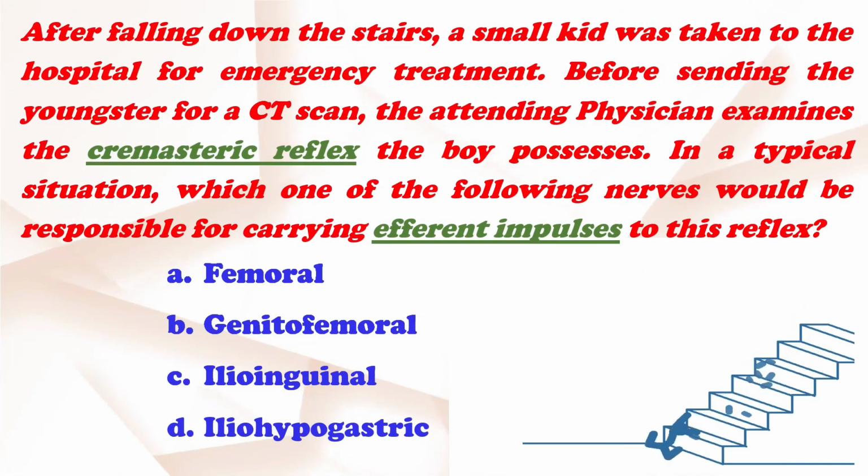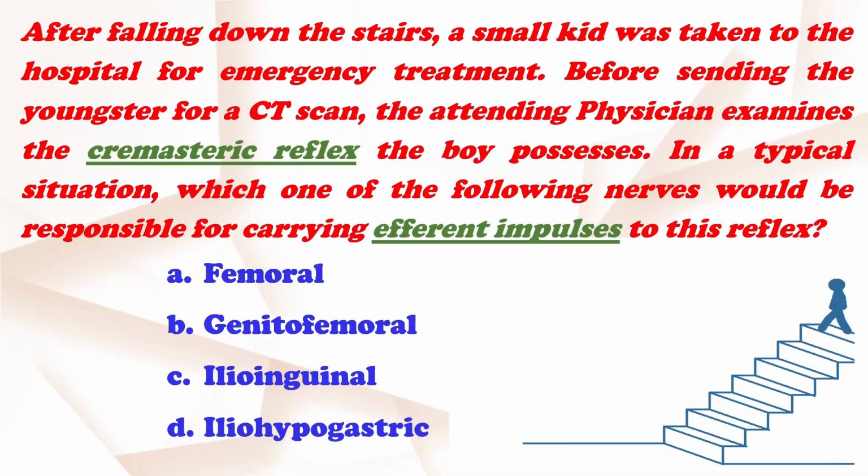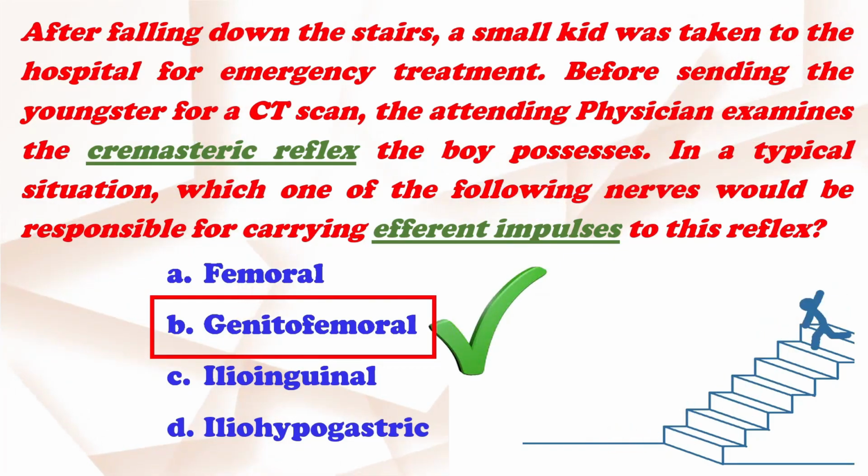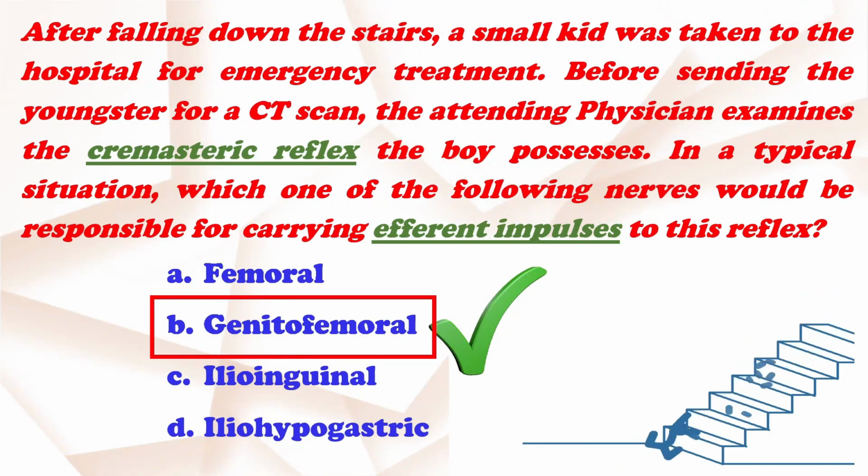High aspirants, after a lengthy discussion, which multiple choice answer best answers this MCQ? Yes, you're a genius. Option B, the genitofemoral nerve, makes the most sense based on the clues, which are the cremasteric reflex and efferent impulses. Hope this helps with your questions about the cremaster muscle, the cremasteric reflex, factors that avoid inguinal hernias, and the genitofemoral nerve.